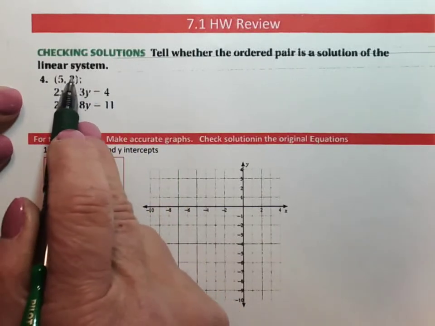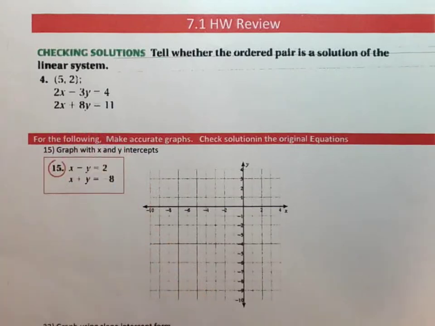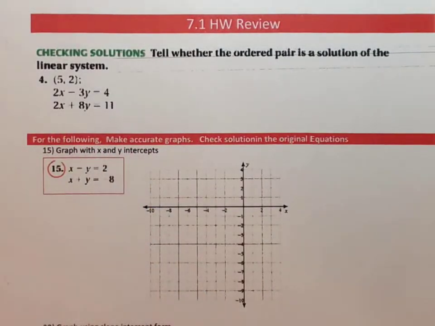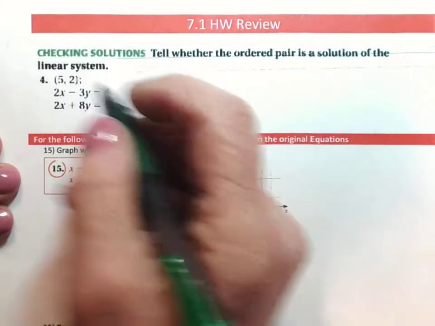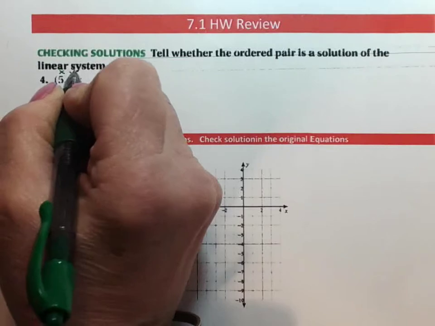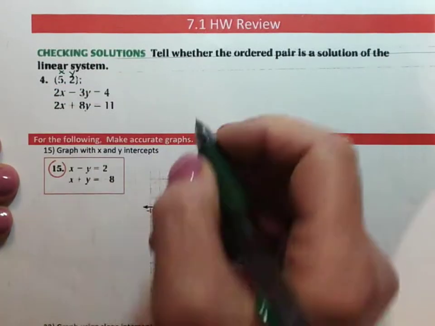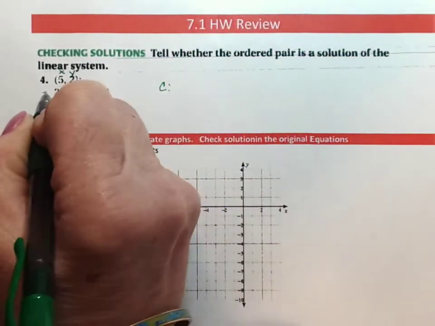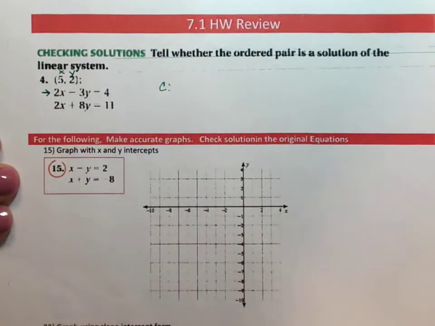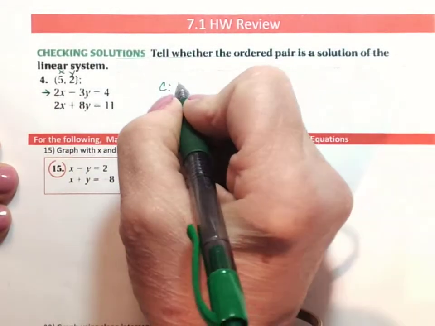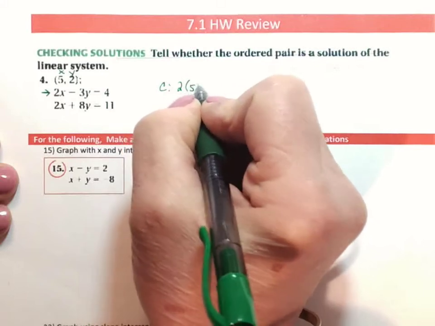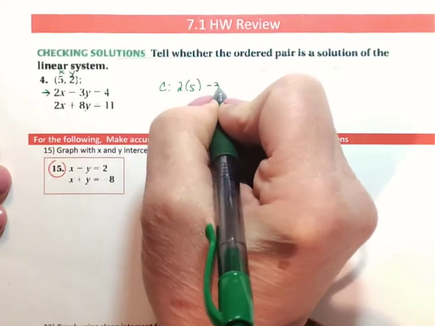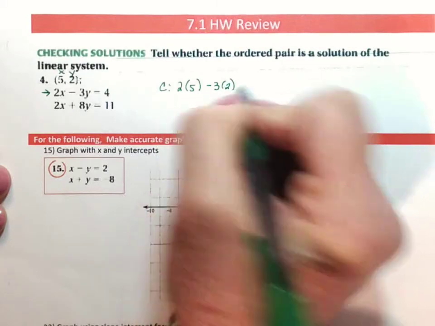So for now, if you have a problem here that you want to check the solution: is this ordered pair a solution to this system of equations? Well, here's your x-coordinate, here's your y-coordinate, and so you're going to check this first equation, and you're going to plug in the x and y. And so you get 2 times 5 minus 3 times 2.